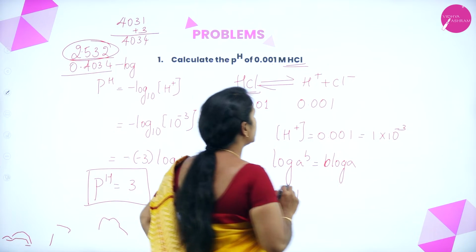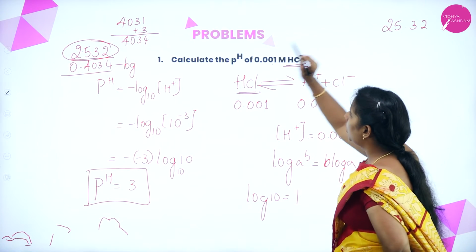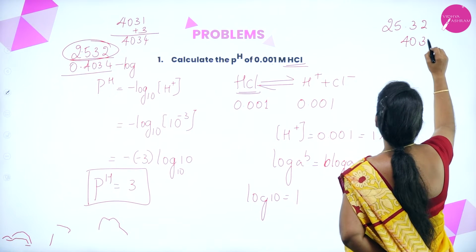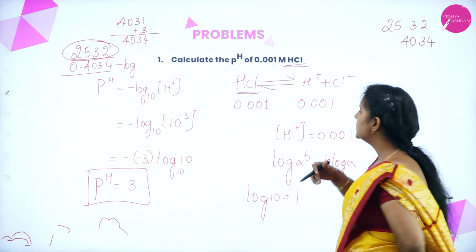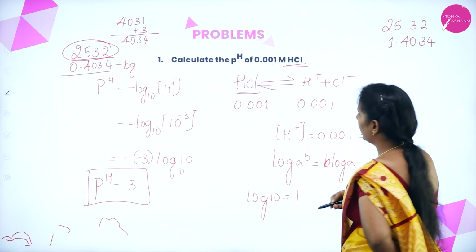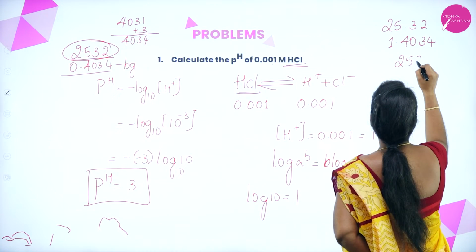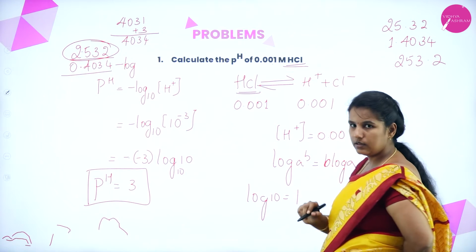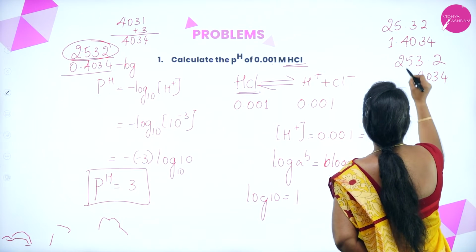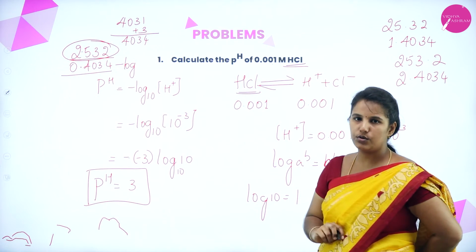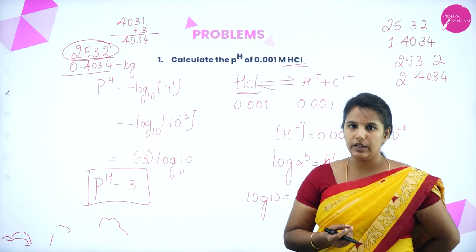Suppose the point has been kept between the two numbers, 25.32, the log value will be the same, that is 4034. But after two numbers we have the point, so I'll write 1.4034. Suppose there are three numbers and then they have kept a point, then we need to say the same log value with the next number 2. This is how we used to see the log table while solving the numerical.